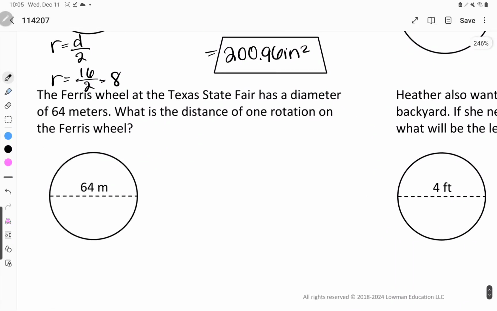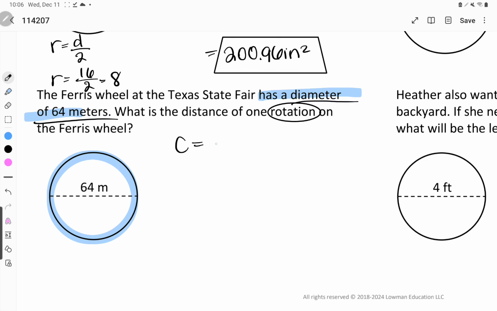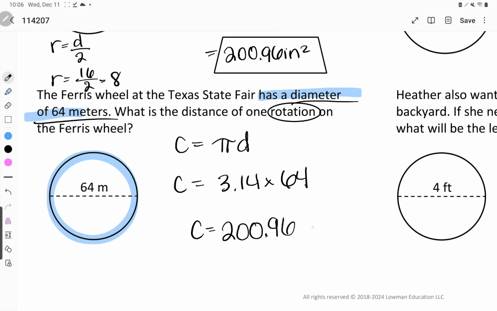Two more to go. All right, so this one says the Ferris wheel at the Texas State Fair has a diameter of 64 meters. Okay, so we have diameter. What is the distance of one rotation on the Ferris wheel? So when you go around a Ferris wheel, you're not going all up in here. You're just going around the edge. So that's your circumference. So we're going to use our circumference formula that has diameter because it says right here diameter. So we were going to use circumference equals pi times diameter, or circumference equals 3.14 times 64, which is going to give us a circumference of 200.96 meters. Not squared because this is just circumference.